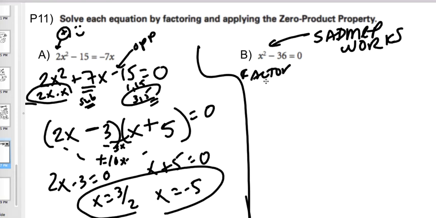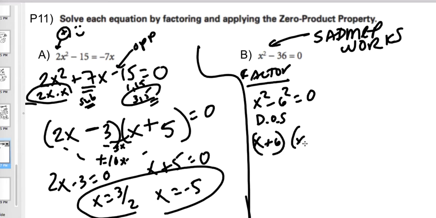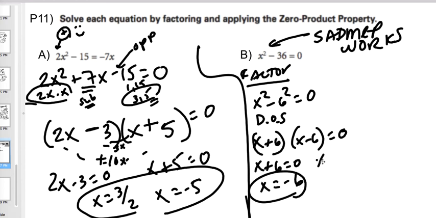So if I factor, this is a difference of squares. This is an x squared minus a 6 squared, right? That's a difference of squares. So I'd get x plus 6, x minus 6. So either x plus 6 is 0, which gives me x is negative 6, or x minus 6 is 0, which gives me x is 6.